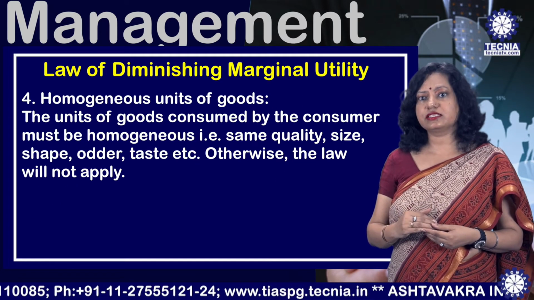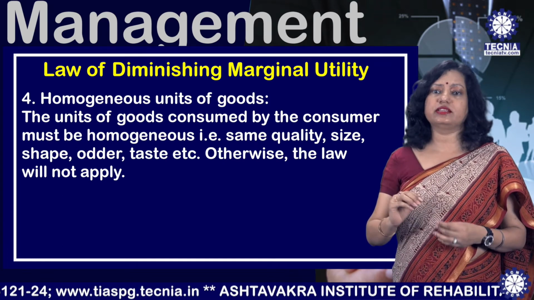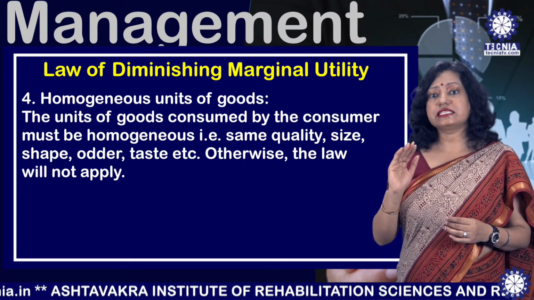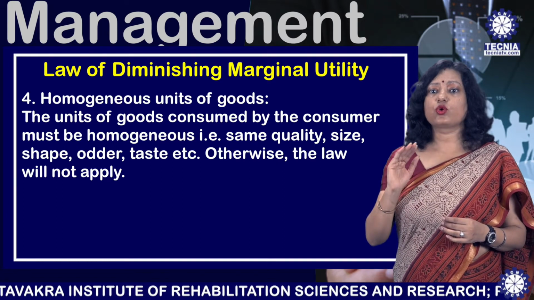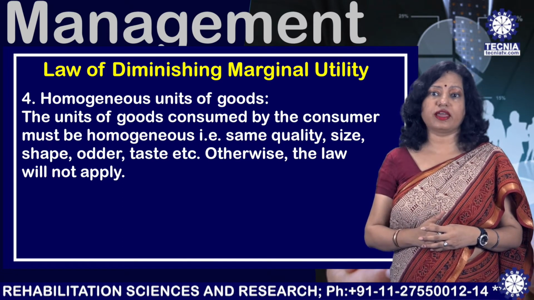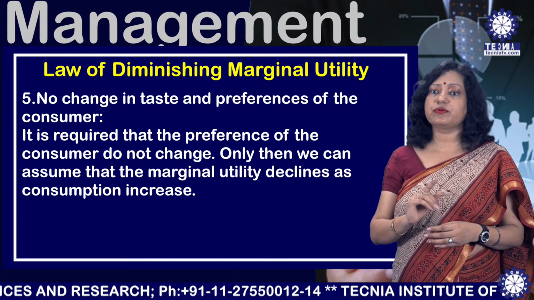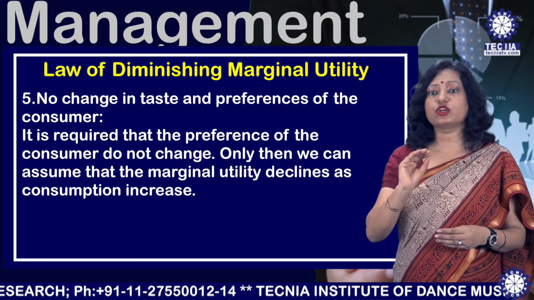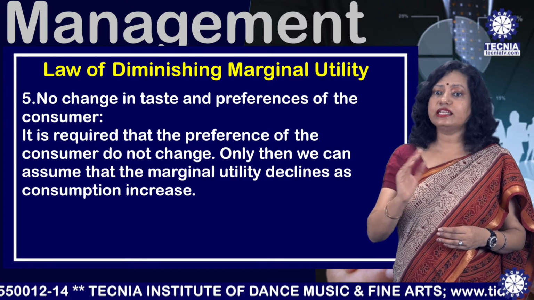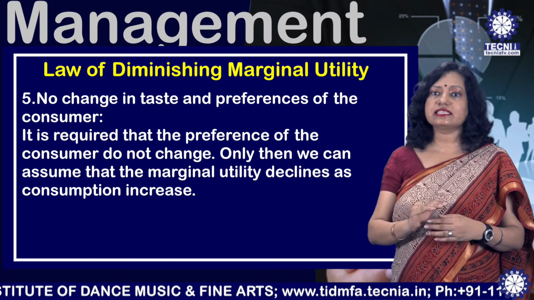And the next assumption is homogeneous units of goods. The units of goods consumed by the consumer must be homogeneous. That is, they must be the same in shape, size, quality, odor, taste, etc. Otherwise, the law will not apply. The fifth assumption is no change in taste and preferences of the consumer. It is required that the preferences of the consumer do not change. Only then can we assume that the marginal utility declines as the consumption increases.